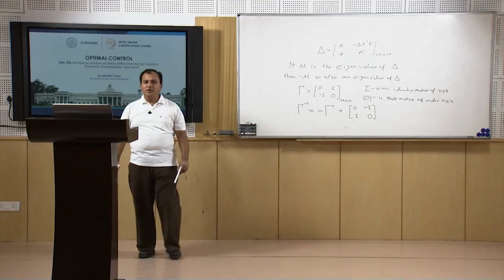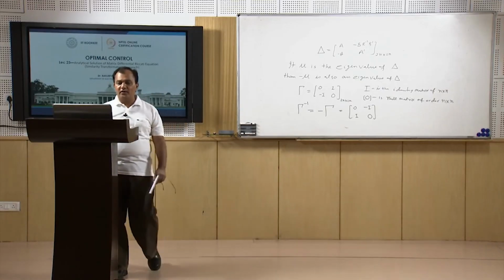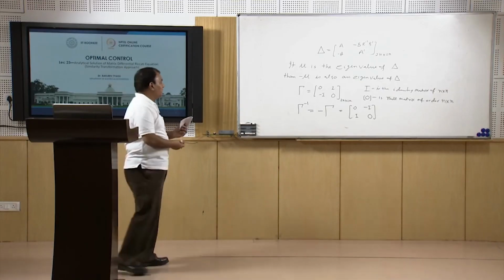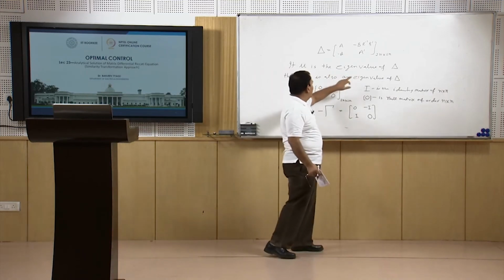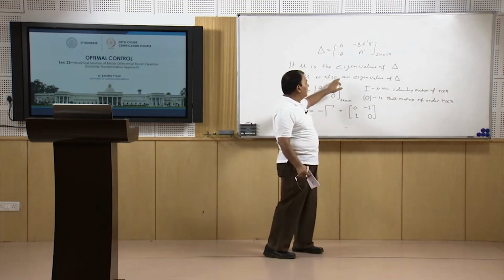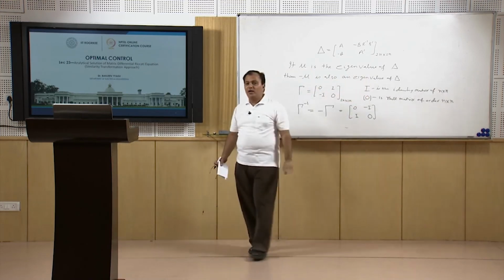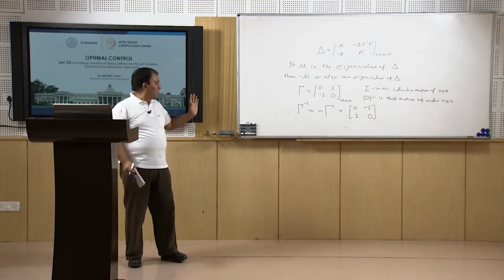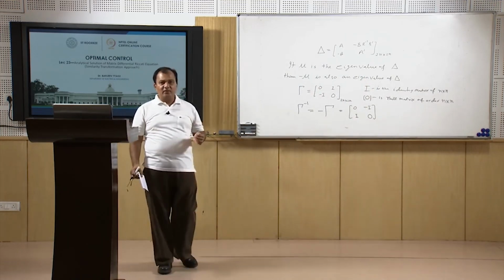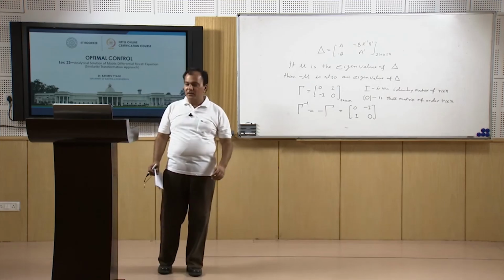Now, this transformation matrix is utilized to prove this condition, which we are saying: if mu is an eigenvalue of delta, then minus mu is also an eigenvalue of delta, where delta is my Hamiltonian matrix. So, we will see this proof in the next class. This class I will stop here. Thank you very much.